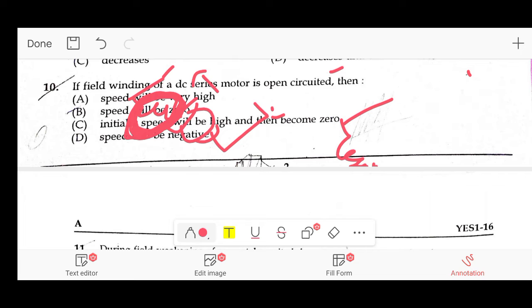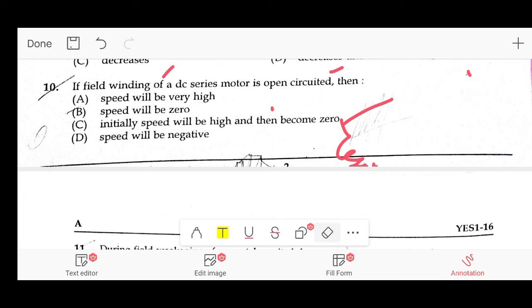So speed will be 0. The motor will stop. Another option says the motor will stop. Both are correct. Here the option given is speed will be 0. Option B, speed will be 0.